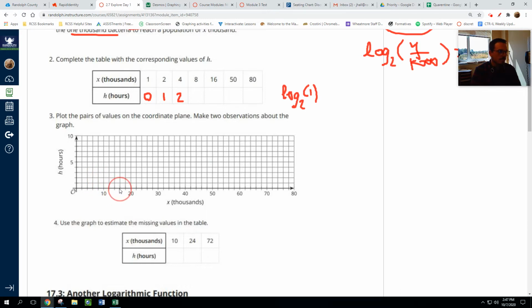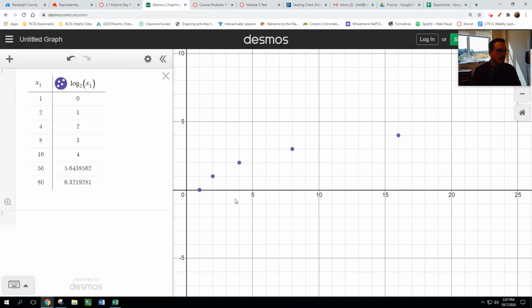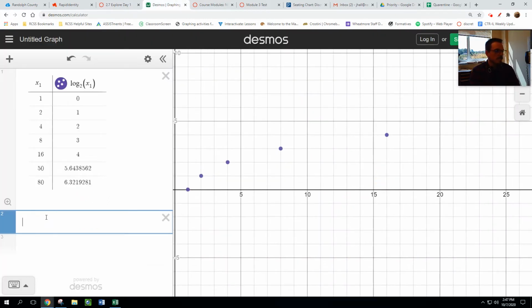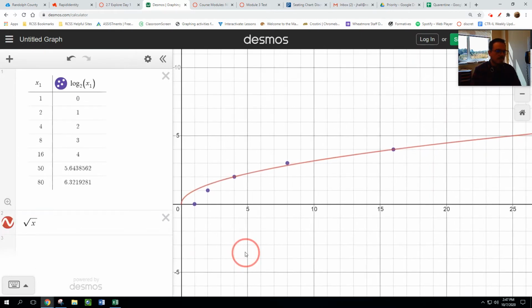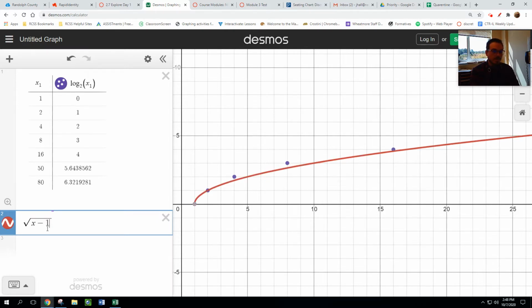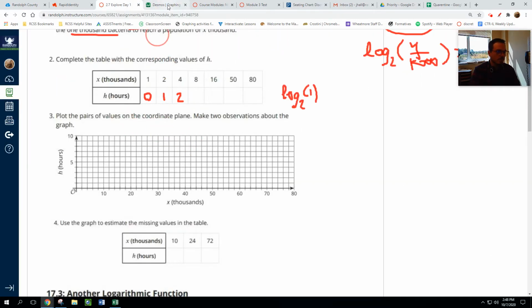At 16, you come up here to 4, and so on and so forth. One observation I would make as I'm looking at this is it kind of looks like a square root function. The square root of x looks very similar to that. Not quite there, but I could maneuver this around to get there. Like I could shift it over to the right one. Now it looks pretty similar to that, right? So one observation is it looks very similar to a square root function.